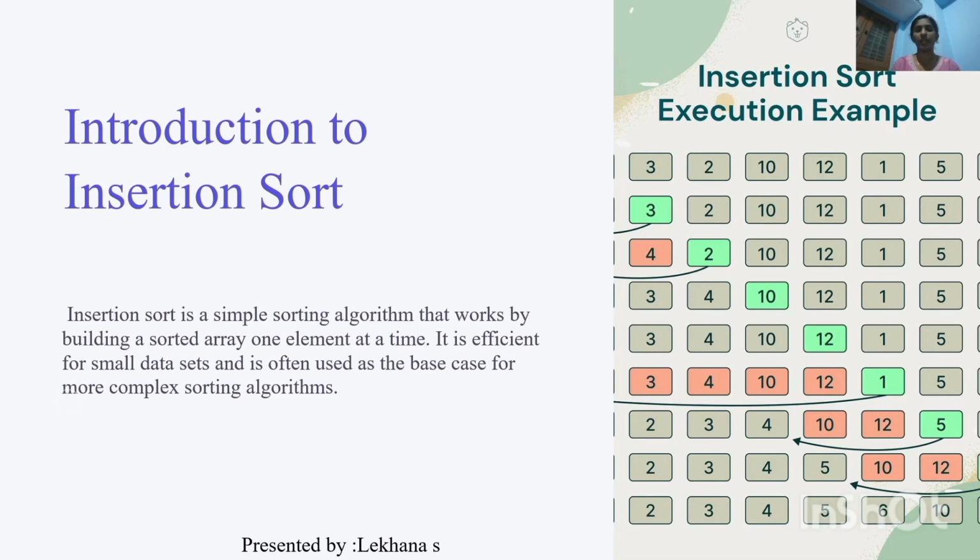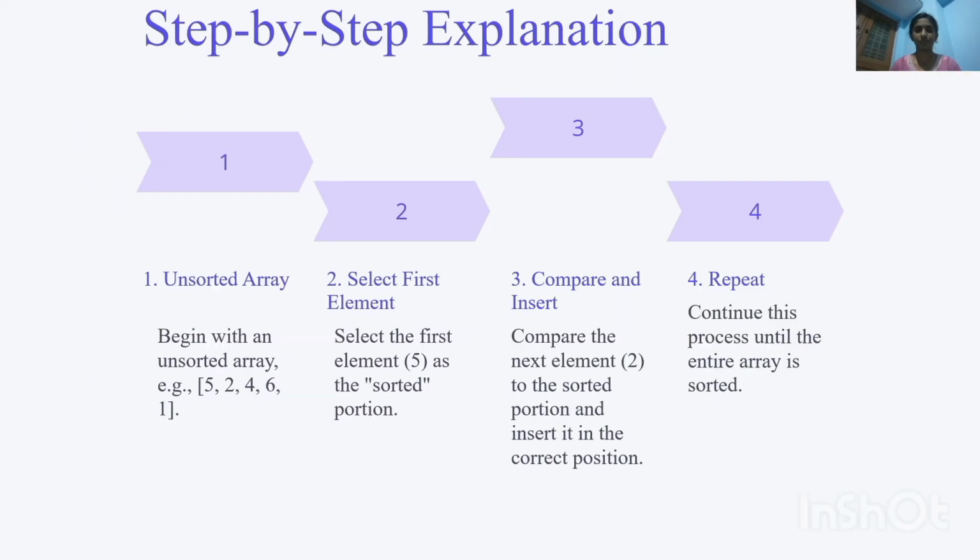Insertion sort is a simple sorting algorithm that works by building a sorted array one element at a time. It is efficient for small data sets and is often used as a base case for more complex sorting algorithms. In this image, you can see the step-by-step explanation of how an array can be sorted.